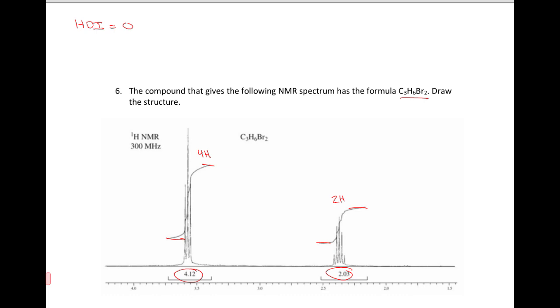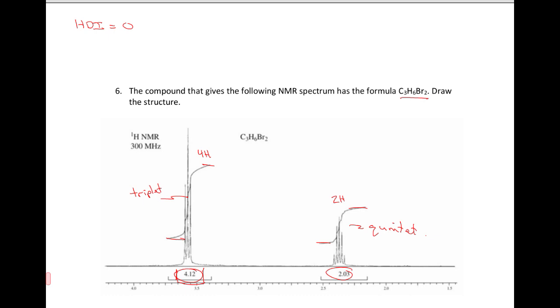Also, I can see that this one is pretty clear, it is a triplet. So those 4 protons must be coupled next to 2 protons. And this one here is a quintet. So those 2 protons must be coupled next to 4 protons. And since we only have 2 signals, that means we must have some kind of symmetry in the molecule, because there's no such thing as a CH4. That doesn't exist. So there must be 2 CH2s that are resulting in this signal here, the more de-shielded signal.